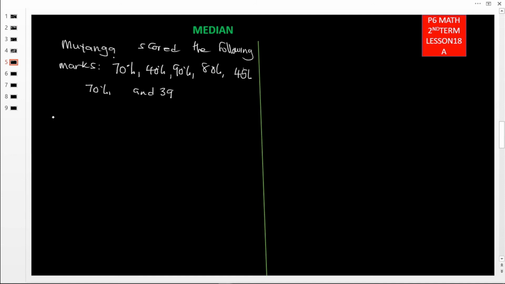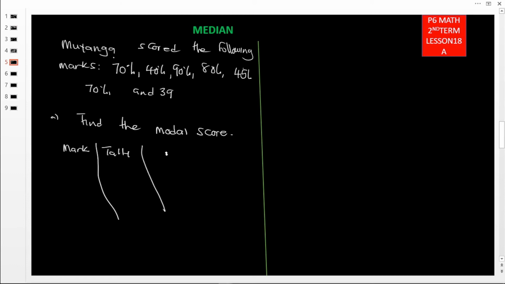Okay, so our first question is saying find the mode score. So before finding the mode score, we are going to make our table. We are going to tabulate. That is, we take the mark scored, then we take our tally. You have to use a ruler. Then after taking the tally, we have to take the frequency.